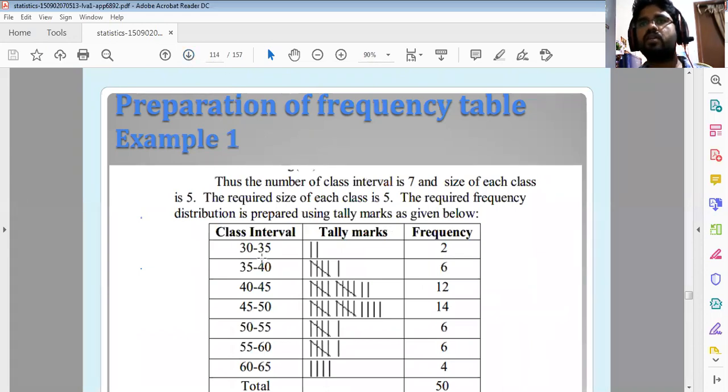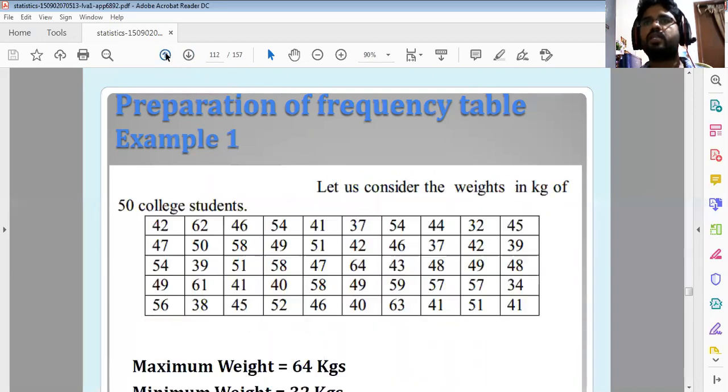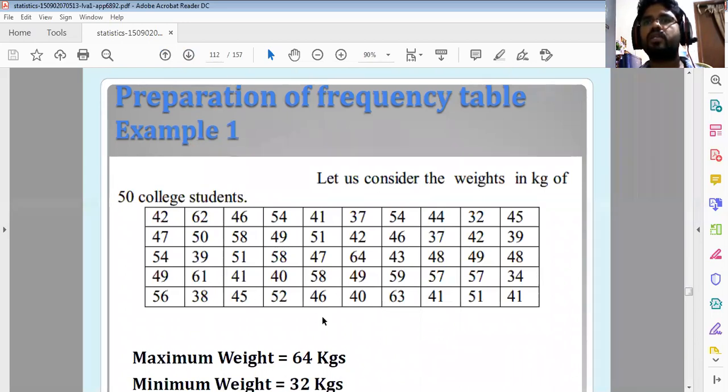For example, a continuous series. For example, the weight of the students is 30 to 35. How many students are there? 2. For example, how many students have a weight of 30 to 35? If you observe here, 32 may be somewhere and 35 is somewhere, for example.